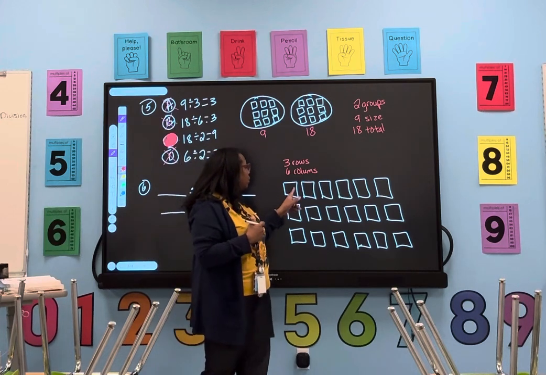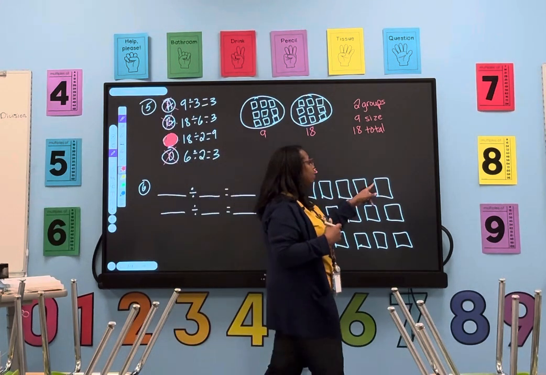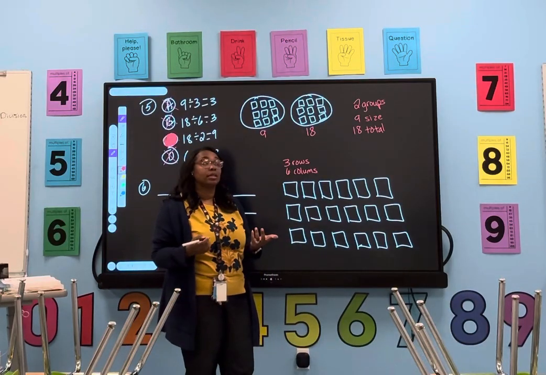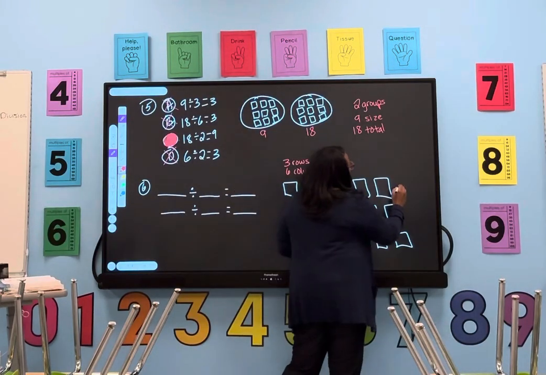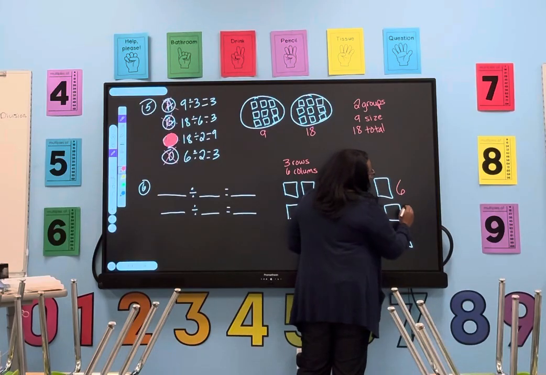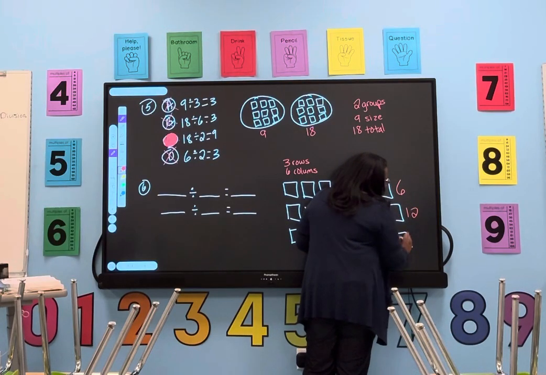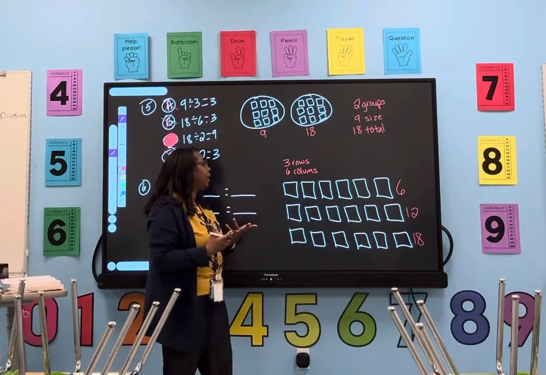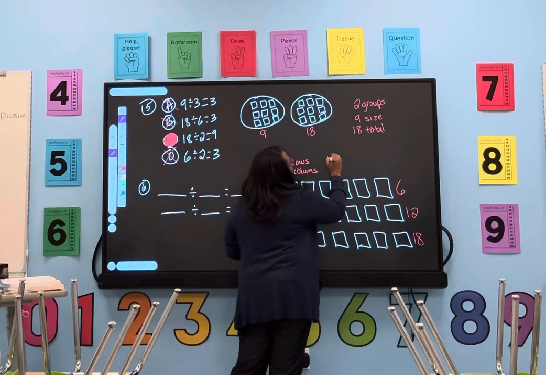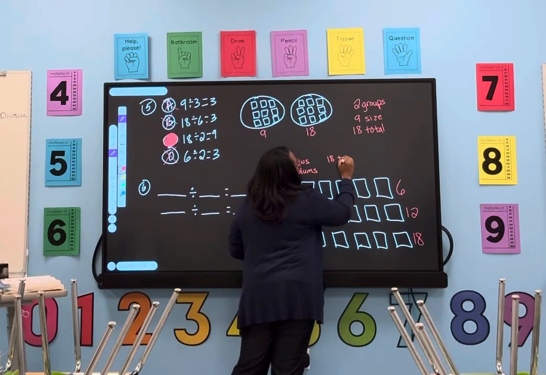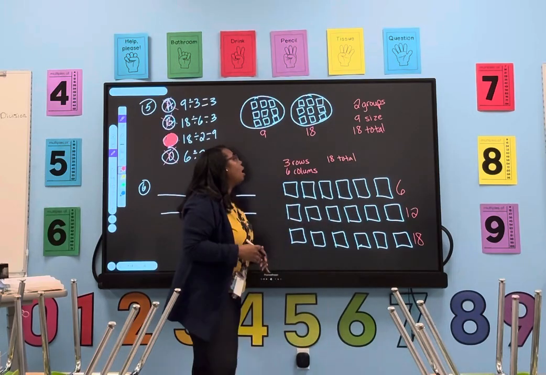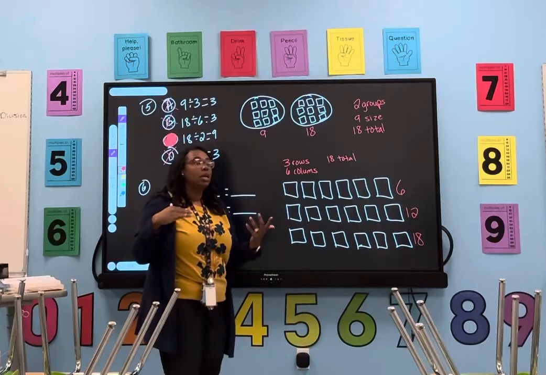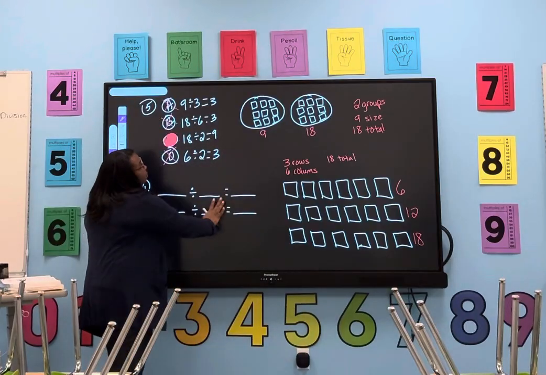So I have 1, 2, 3, 4, 5, 6 in each row. So that means I'm going to skip count by 6 on the side. So this will be 6, then 12, then 18. So I have a total of 18. So I'm going to put that here, 18 as my total. All right, so once I have all 3 numbers, all I've got to do is come over here and put them on my lines.